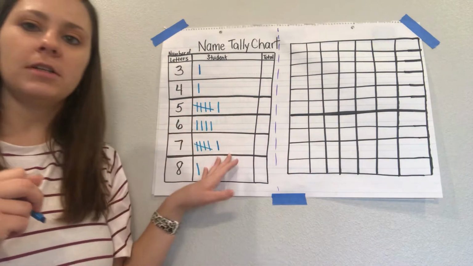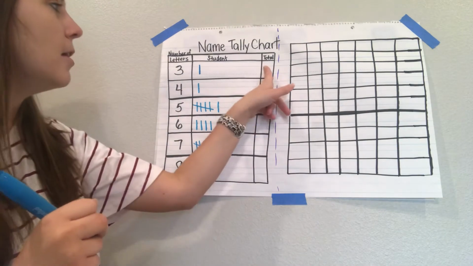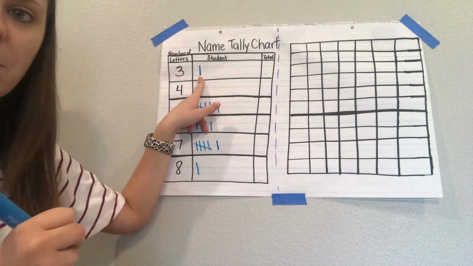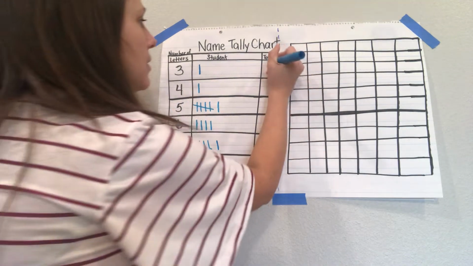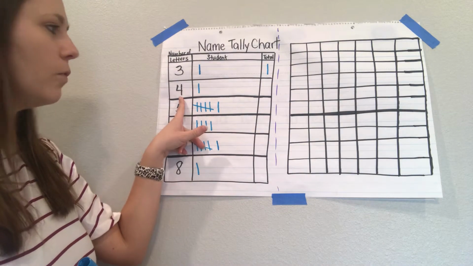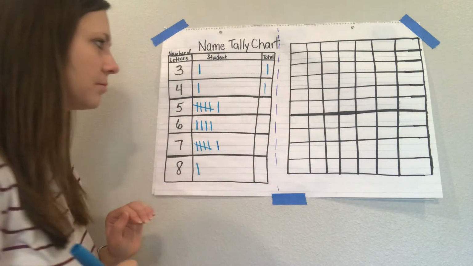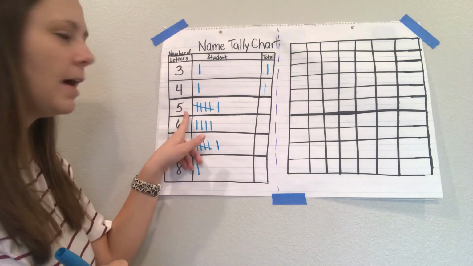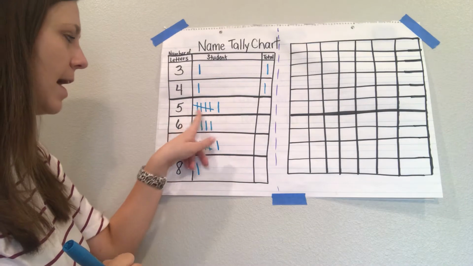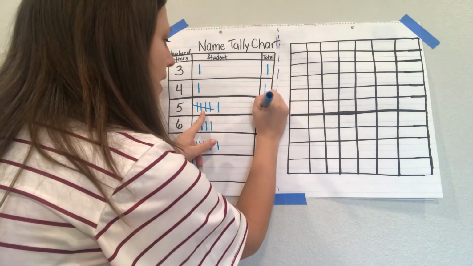Alright, so our tally chart is almost complete. We're going to go over and count up the totals now and write them in standard form over here. So with 3 letters in their name, we had how many students? 1 student. So a total of 1 student has 3 letters. With 4 letters in their name, we had, again, 1 student. With 5 letters in their name, we had, remember, 5 and 6. We had 6 students with 5 letters.